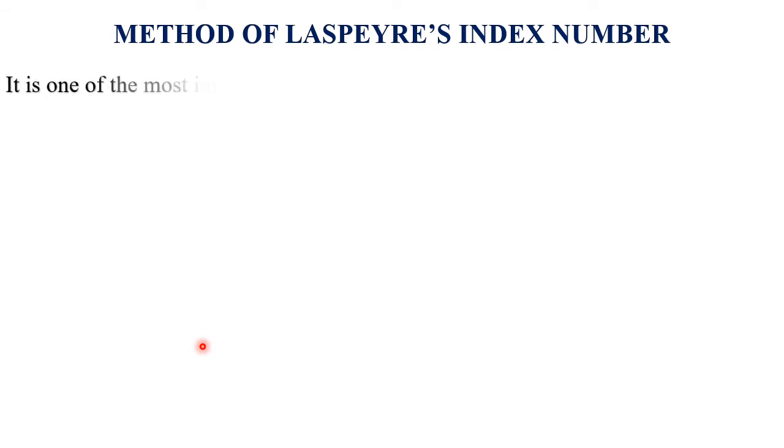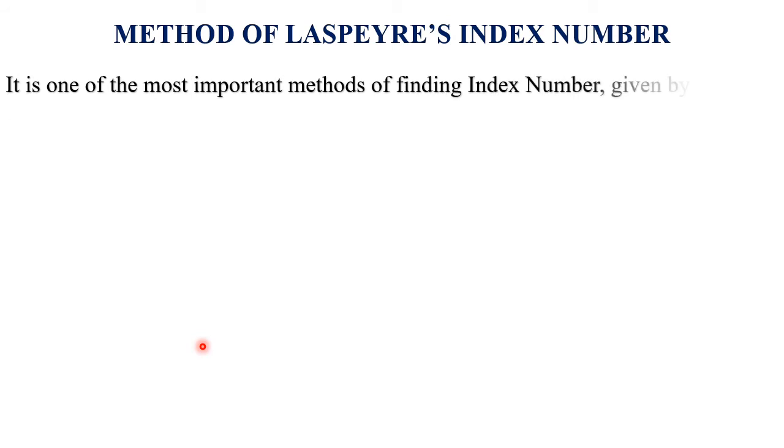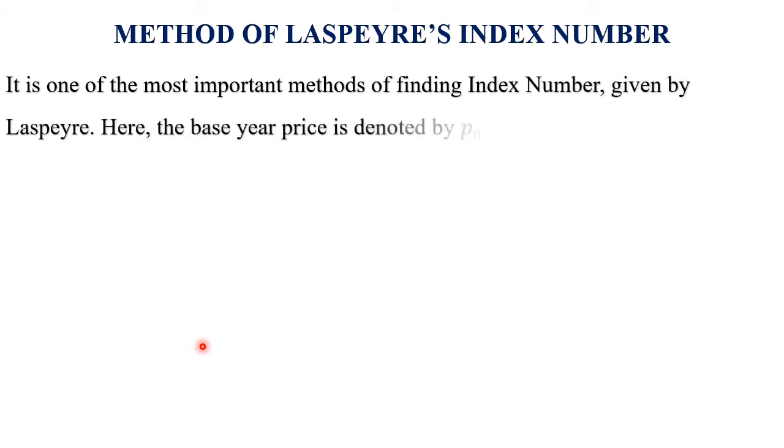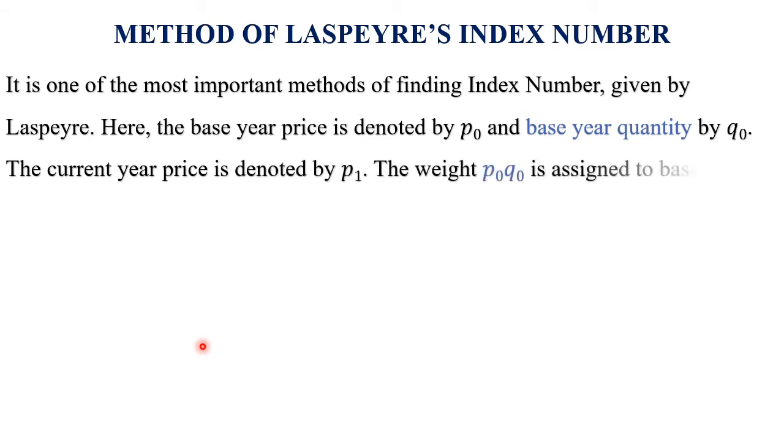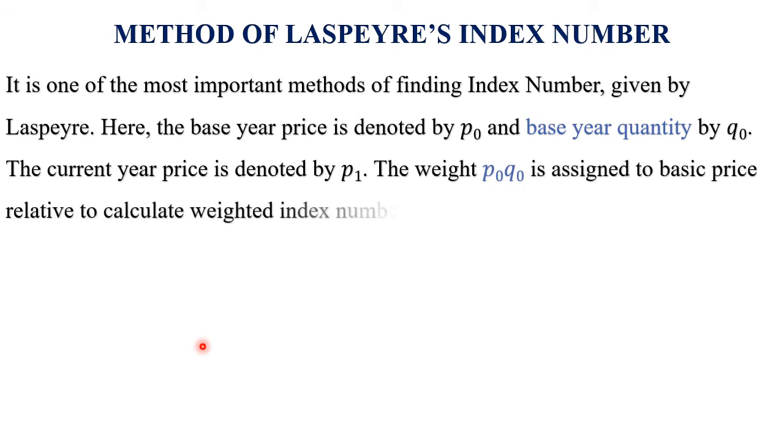Next is the method of Laspeyres index number. Laspeyres is the name of a statistician, and it is one of the most important methods of finding index number, given by him. Here the base year price is denoted by P0 and base year quantity by Q0. The current year price is denoted by P1. The weight W, P0 Q0, is assigned to the basic price relative to calculate the weighted index number. It is denoted by IL.